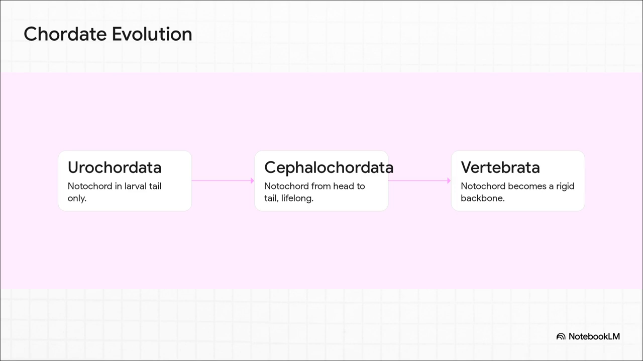In Urochordata, it's just a temporary feature, found only in the larval tail. In Cephalochordata, it gets an upgrade, extending from head to tail and lasting their entire life. But in Vertebrata, well, the ultimate upgrade happens. That embryonic notochord completely transforms into a rigid, bony, or cartilaginous vertebral column, a true backbone.